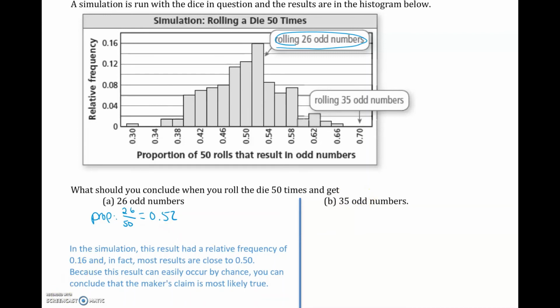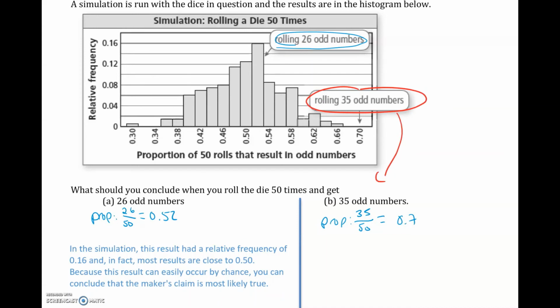So the first thing we want to do is figure out that proportion. We're going to do the fraction 35 out of 50, and that's going to equal what equivalent decimal value? Well, that's 0.70, which you can see right here, handily drawn for us.